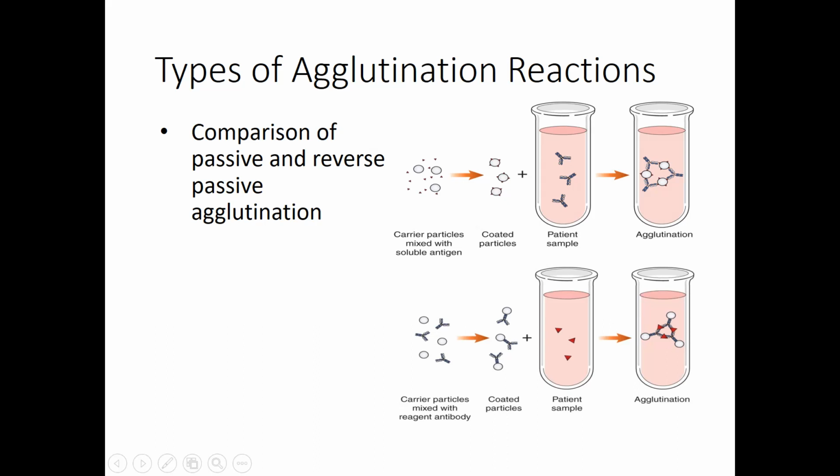So we have antibodies and some carrier particles, and we manufacture it so that we can absorb antibody onto the carrier particles. We look and see if the patient has the antigen. We mix the antibody and the antigen together, and if they cause lattice formation and agglutination, positive test.